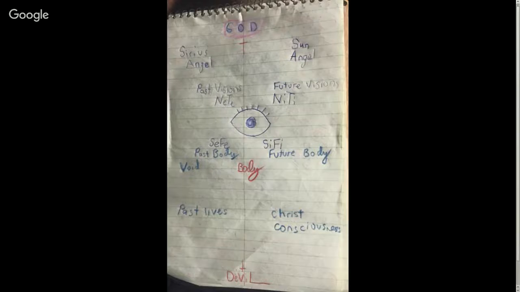Past visions. So what does past vision of the NE look like in the INTJ? Honestly, I think that, let's say this person actually connected to their Sirius angel and was doing what I was doing. An NE person would actually get a vision that's playing out like a movie in their head.